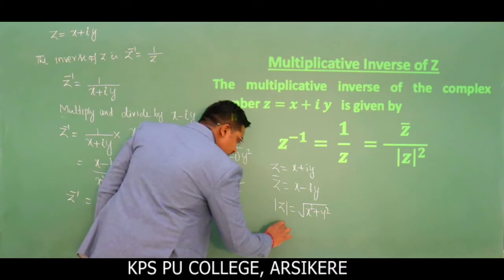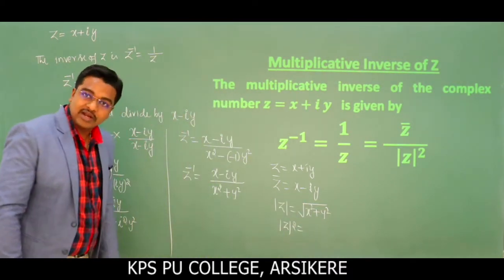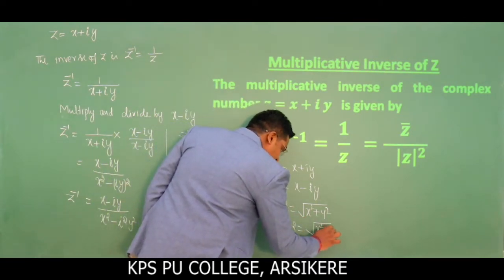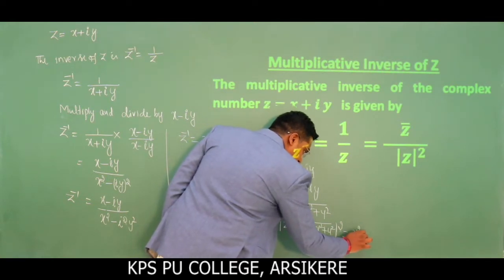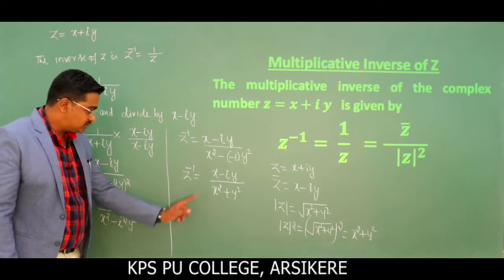Taking square on both sides, this becomes mod z square is equal to, here square root and square get cancelled, right? So this becomes root of x square plus y square whole square. This is nothing but x square plus y square. So this is the method.